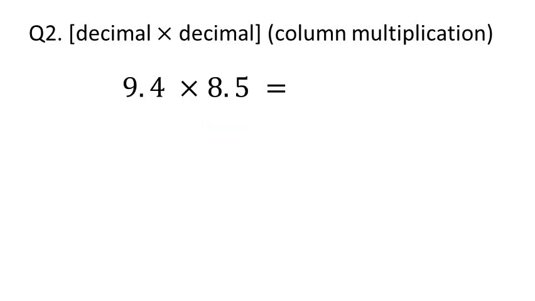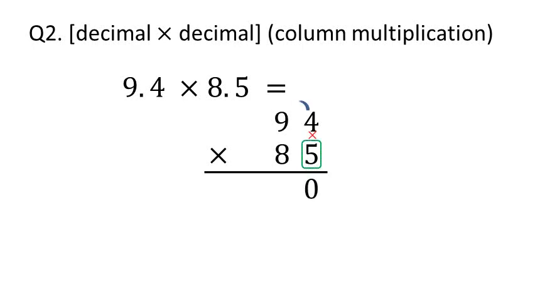Let's try another question. 9.4 times 8.5. First of all, ignore the decimal point. So we calculate 94 times 85 by column multiplication. Focus on 5 first. 4 times 5 becomes 20. So 0 is placed here and 2 is carried over to the next digit. 9 times 5 becomes 45, and added by 2, it will be 47. So 7 is placed here and 4 will be in the next digit.